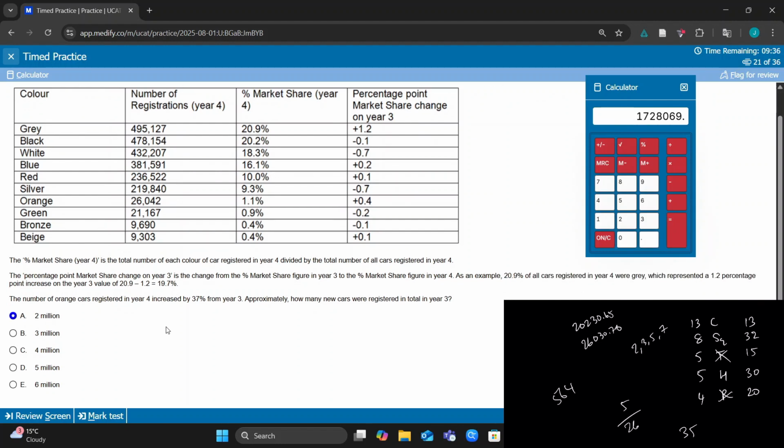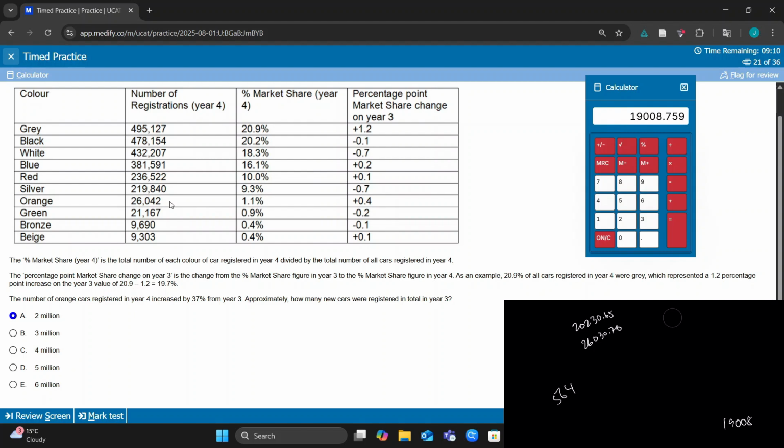Is that going to be right? So market share is total number divided by total number of all cars. Okay, that's in year 4. Okay. Oh, but that's the percentage points change. Okay, got it. So this is the change from last year. So what I should have done is 26042 divided by 1.37. So I'm just going to write that number down, 19008.